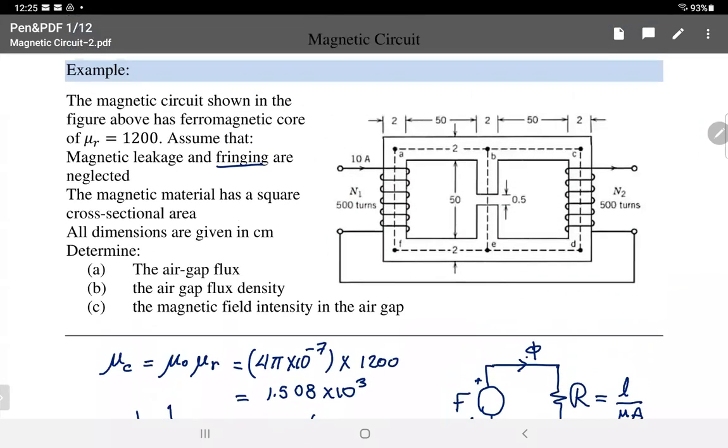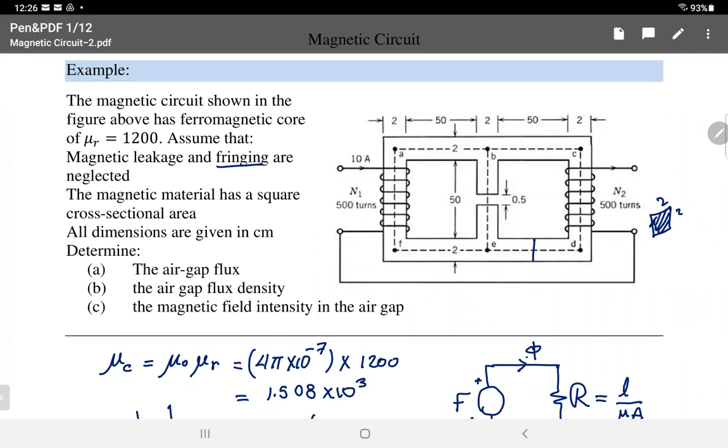The magnetic material has a square cross-section area. If it has a cross-section area and you look at the width of the core, it's 2 centimeters. So it means going depth 2 centimeters. So you can say that if you make any cut here, you will see it look like a square, 2 by 2 centimeters. So the cross-section area, where the flux goes perpendicular to it, is equal to 2 times 2 centimeters square. So it will be 4 centimeters square. And remember, we always have to convert it to meters square.